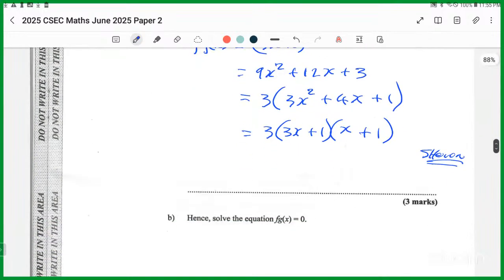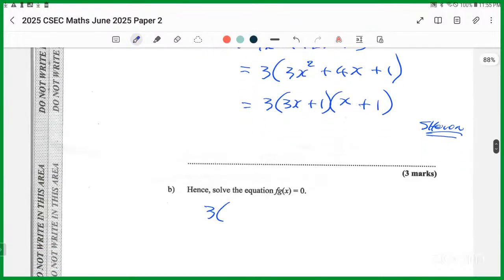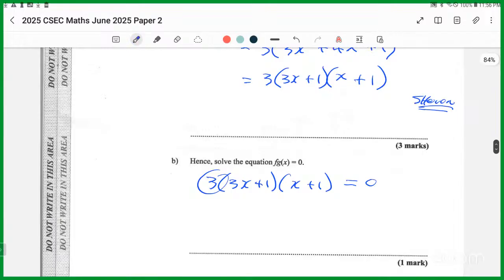That's what it says. Solve the equation f of g of x equals 0. So we put in this equals 0. So we're solving 3 times (3x plus 1) times (x plus 1) equals 0. Firstly, divide by that 3, it's gone. So (3x plus 1) times (x plus 1) equals 0.